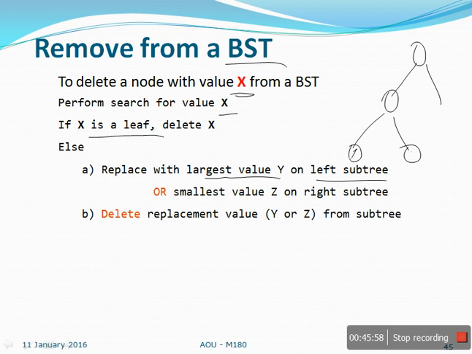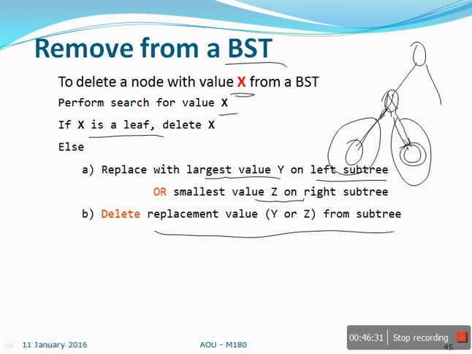Now, if x is a leaf, you can directly delete it. Now, let us consider it is not a leaf. For example, if this is x, then what you have to do is replace it with the largest value y on its left subtree. If there is a largest value y, then replace x with it in this place. Or, if there is no left subtree, take the smallest value z from the right subtree and replace it. Then delete the replacement value, y or z, from the subtree. What you have replaced, you have to delete.